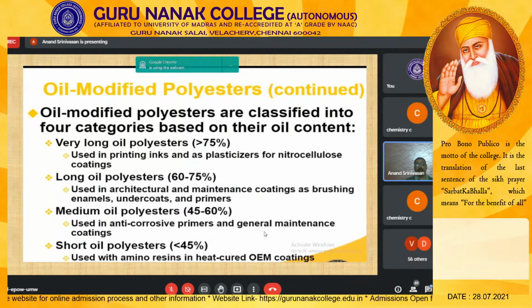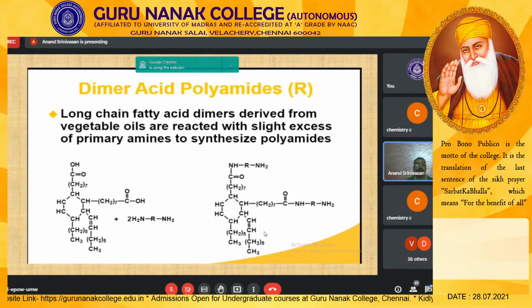The one with 75% is used for nitrocellulose coating, and the long oil polyester is used for brushing enamels. Enamel is an opaque coating. The other one, 45 to 60, is used for anti-corrosive primers. And the short oil polyester is used for original equipment manufacture coating. So you can see they have different variations, different choices, and each one of them finds application in a different field. And similarly, you can use dimer acid polyamides.